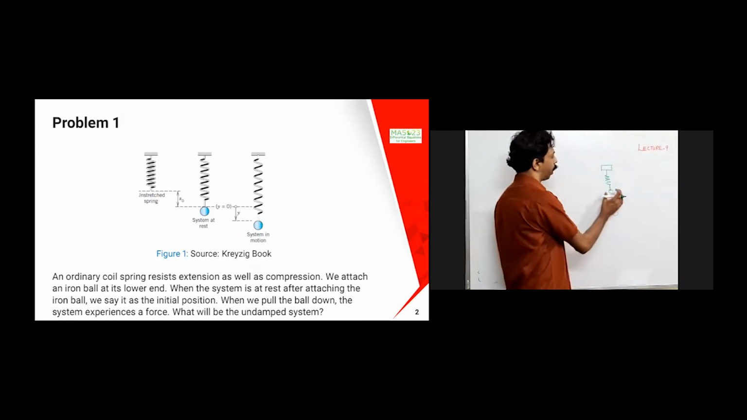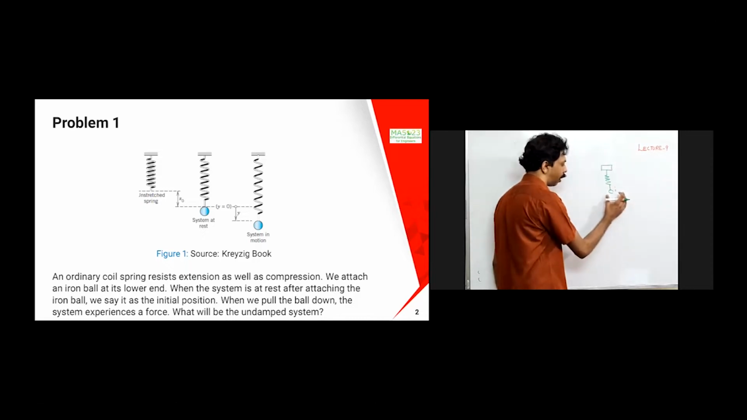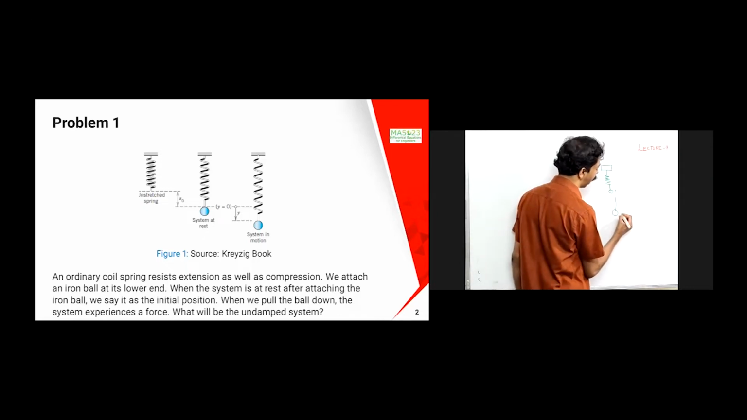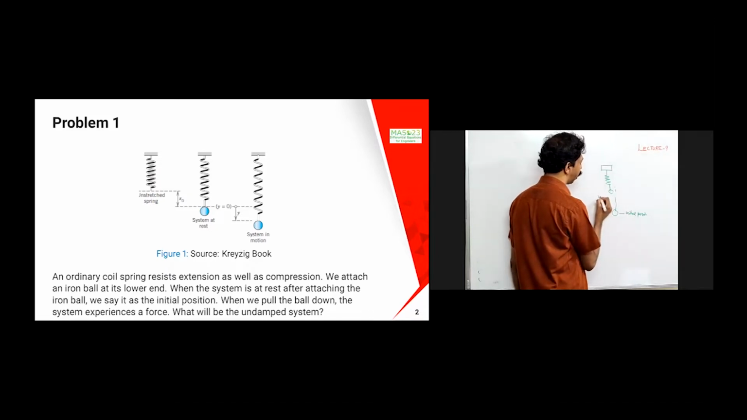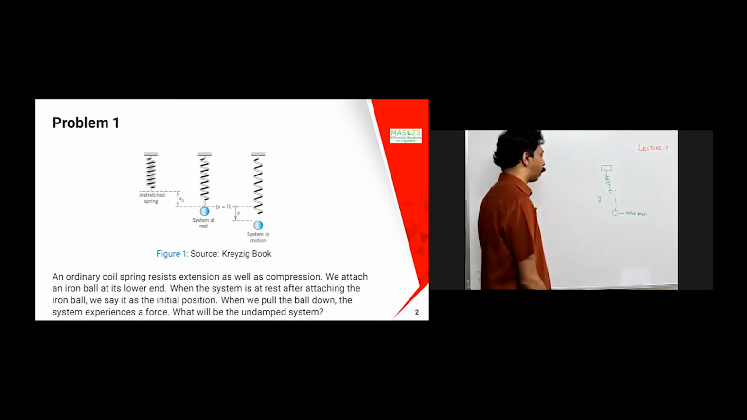So I just stretch it down, and I call this position the initial position. Here the ball is going to move a displacement, so I call it y. There is a displacement from here to here, so I call it the displacement it is going to make.